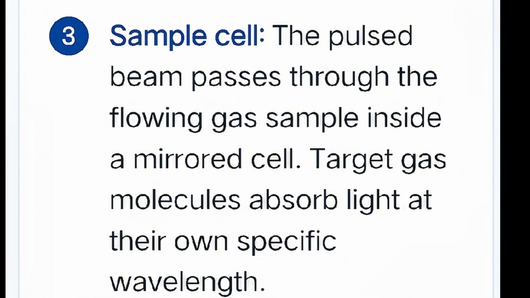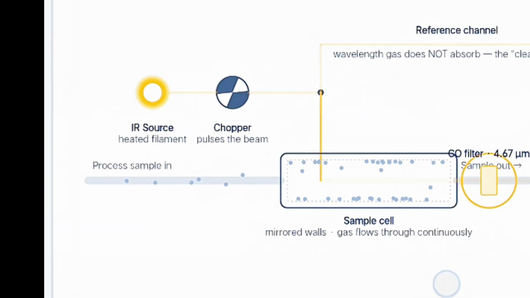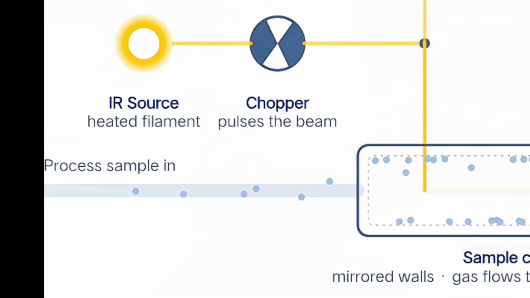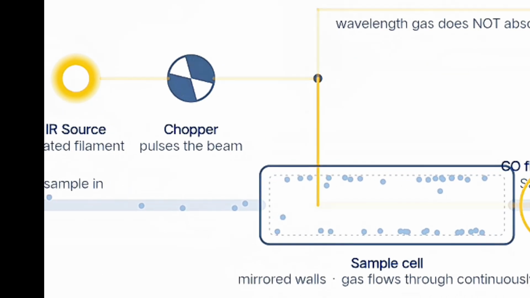The pulsed beam then passes through the sample cell, a tube with mirrored internal walls that the processed gas flows through continuously. The longer the light path through this cell, the more sensitive the analyzer is to low gas concentrations. Some analyzer designs fold the beam path with multiple mirror reflections to increase sensitivity without making the physical cell longer.